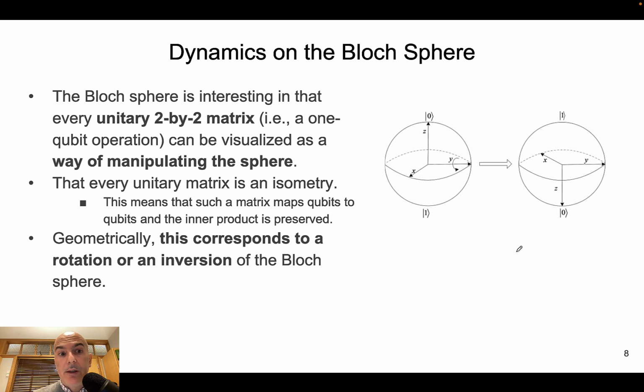The Bloch sphere is interesting in that every unitary 2x2 matrix, so that is a gate working on one qubit, can actually be visualized as a way of manipulating a vector on the Bloch sphere. It turns out that every unitary matrix is an isometry. That means that it preserves the norm of the vector. This means that such a matrix maps qubits to qubits, and the inner product is preserved. Any quantum operation on a qubit corresponds to a rotation or inversion of the Bloch sphere. This is the last slide of this lecture, and talk to you soon.